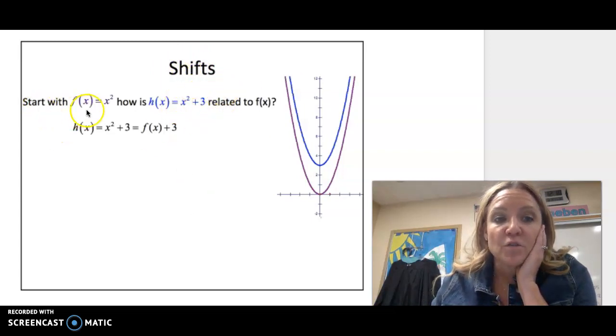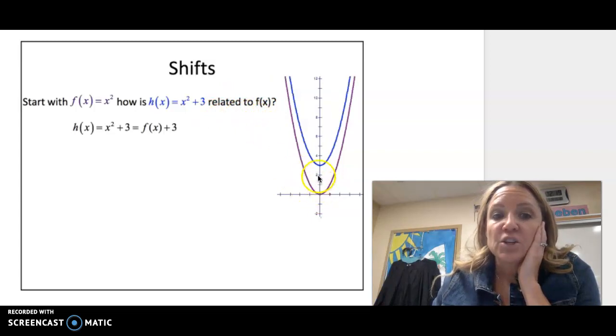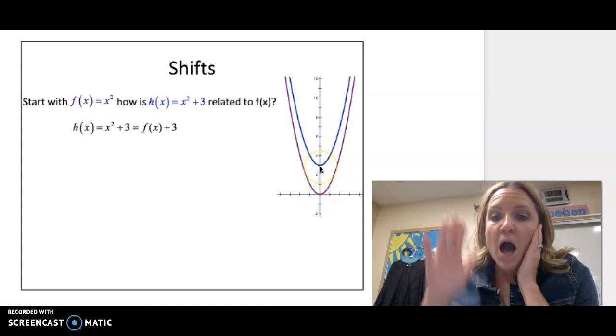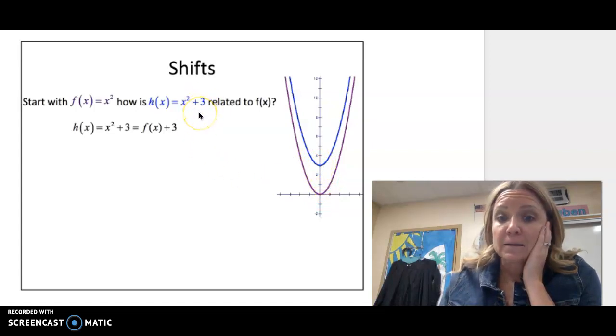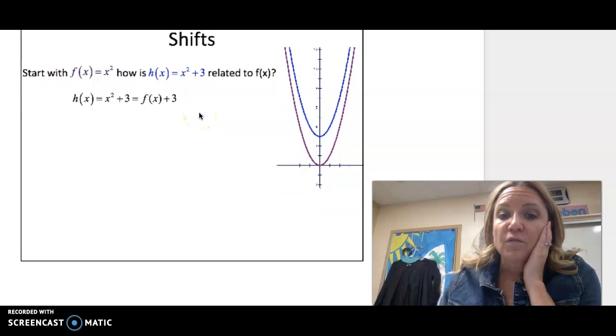All right, so if we start with the graph y equals x squared, and it's right here in this darker maroon color, how is h of x, this blue color, x squared plus 3, related to that original graph? Okay, so it looks like it shifted or moved up 3 units. So from 0, 0, it went up 1, 2, 3, which is the number that's being added. Okay, that's called a vertical shift.